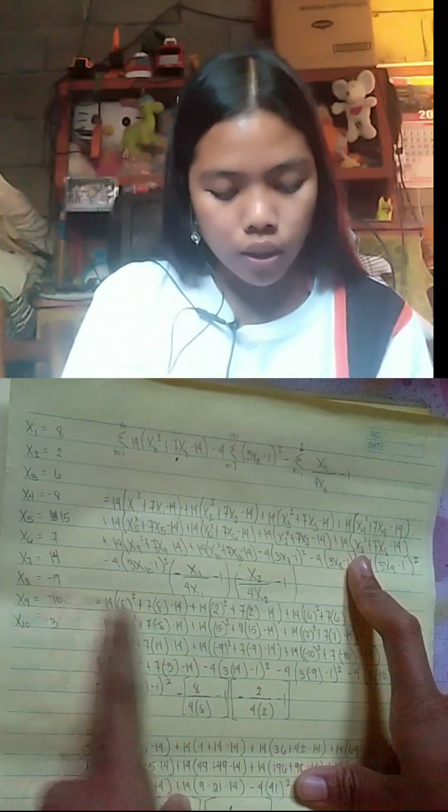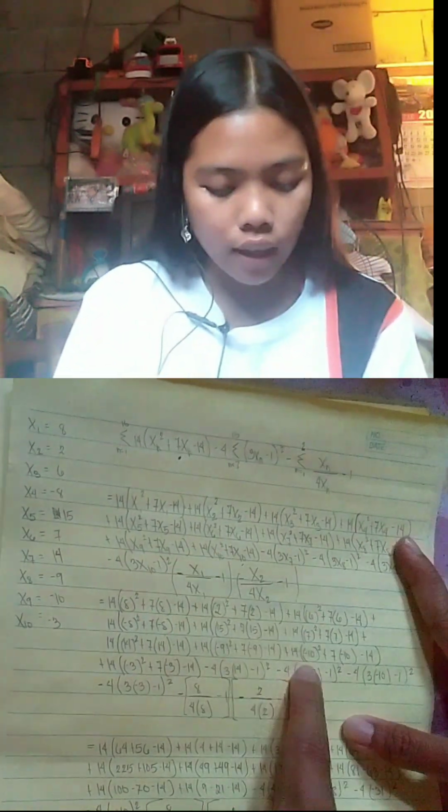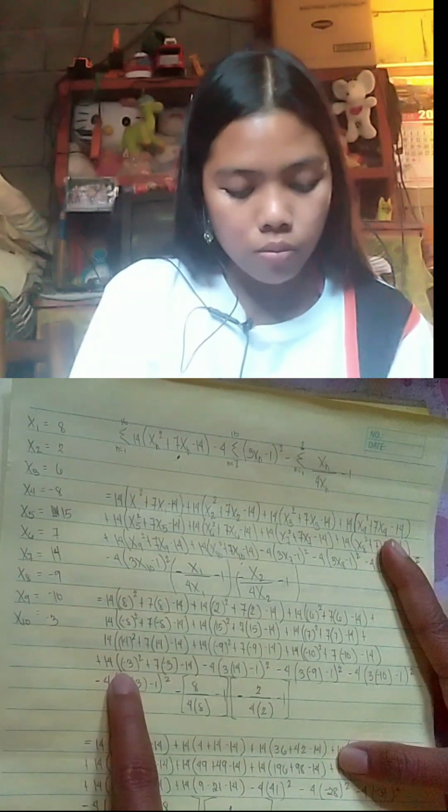Next one is x sub 8. So x sub 8 is equal to negative 9, squared plus 7 times negative 9 rather, minus 14. Next one is x sub 9. Here, substitute negative 10 squared plus 7 times negative 10 minus 14. And the last one is the x sub 10, which is equal to negative 3. So substitute 14 times negative 3 squared plus 7 times negative 3 minus 14.